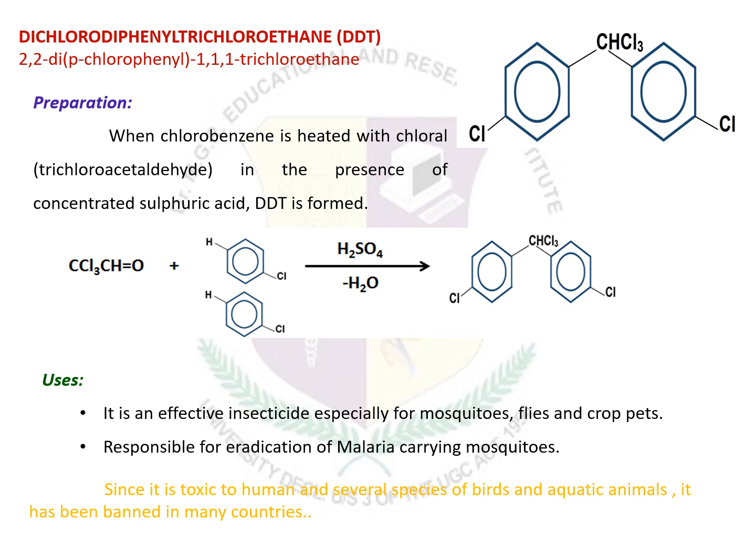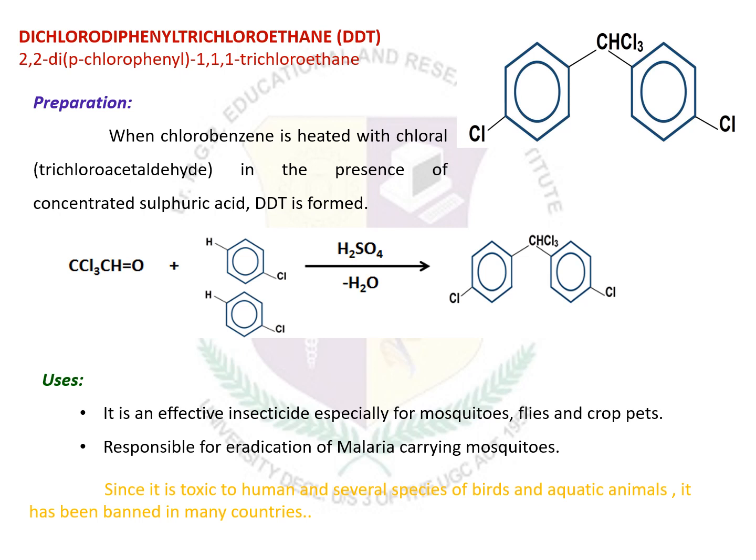Another important compound of aryl halide is DDT, which is dichloro-diphenyl trichloroethane. The preparation of DDT is when chlorobenzene is heated with chloral in the presence of concentrated sulfuric acid, DDT is formed. So we can see the equation here. CCl3CHO is the chloral, that is the trichloroacetaldehyde, with 2 molecules of chlorobenzene in presence of sulfuric acid gives DDT. So dehydration takes place here. It is a condensation reaction and we get the DDT.